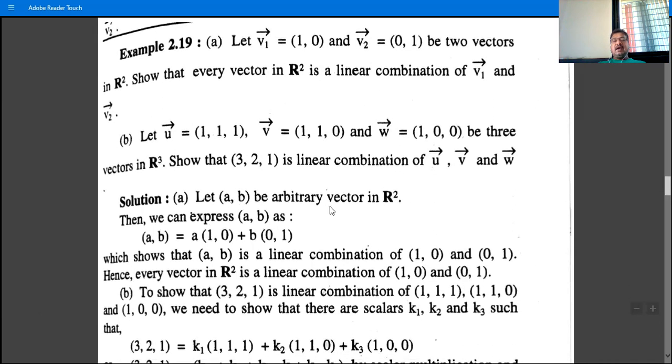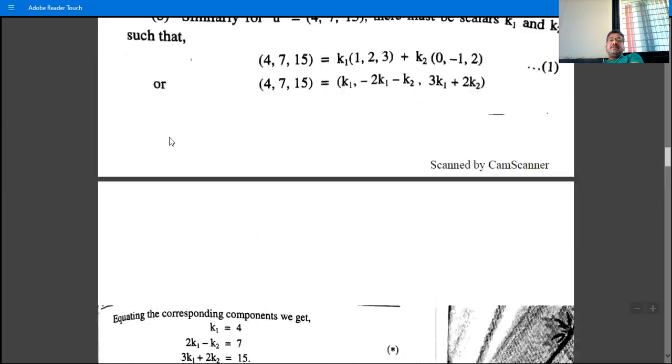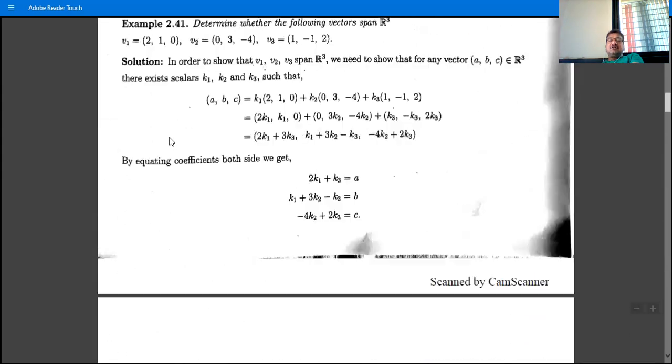So if we take (a, b) as an arbitrary vector in R2, then we can express (a, b) as a times (1, 0) plus b times (0, 1). Therefore every vector of R2 is expressed as a linear combination of these two vectors (1, 0) and (0, 1). Another notation for these is E1 bar, E2 bar. Similarly, for R3 we have the three vectors (1, 0, 0), (0, 1, 0) and (0, 0, 1), which are E1, E2, E3. Then every vector is a linear combination of E1, E2, E3.